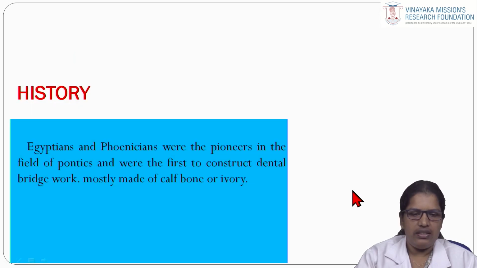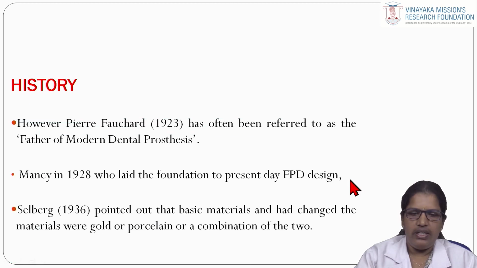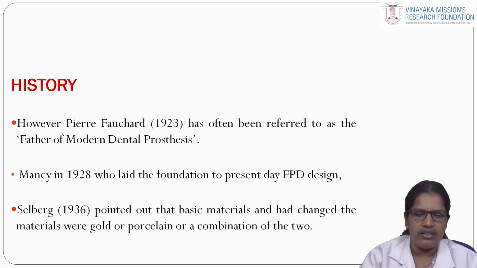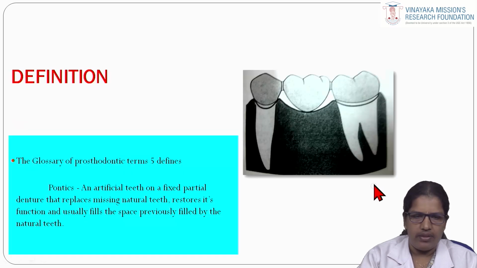In history of Pontic designs, the Egyptians and Phoenicians were the pioneers in the field of Pontics, and were the first to construct dental bridgework. Mostly it was made of calf bone and ivory. In 1923, Pierre Fauchard is often referred to as the father of modern dental prosthesis. In 1928, Mansi laid the foundation for present day FPD design. In 1936, Schellberg pointed out the basic materials, where gold or porcelain or a combination of the two has to be used as Pontic design material.